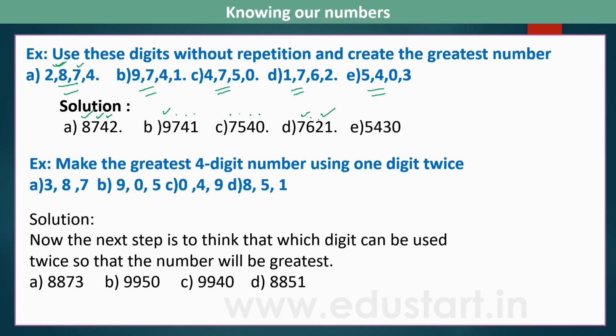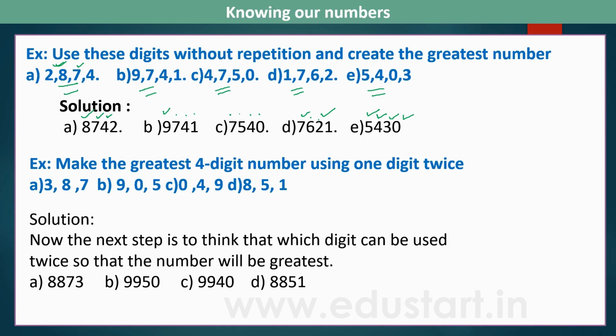Likewise the same for 5403: 5 is the biggest, so it is in the thousands place, then 4, then 3 and then 0. So this is how you do it when the digits are given and you are asked to find the biggest number.